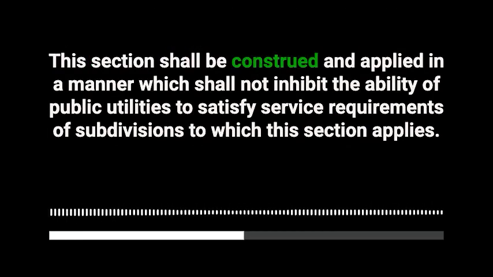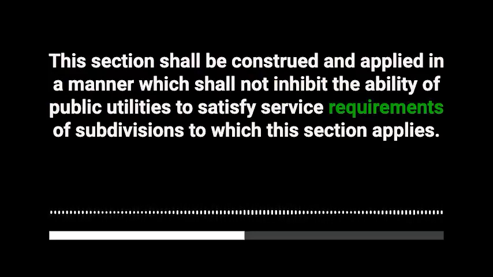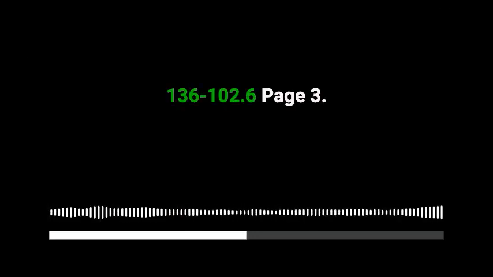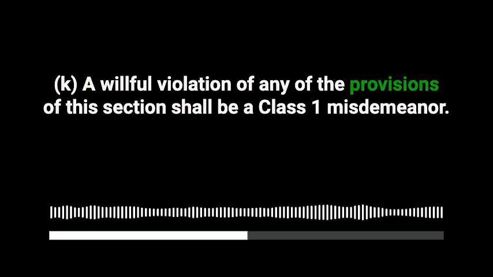This section shall be construed and applied in a manner which shall not inhibit the ability of public utilities to satisfy service requirements of subdivisions to which this section applies. The Division of Highways and District Engineers of the Division of Highways of the Department of Transportation shall issue a certificate of approval for any subdivision affected by a transportation corridor official map established by the Board of Transportation only if the subdivision conforms to Article 2E of this chapter or conforms to any variance issued in accordance with that article. GS 136-102.6 page 3. A willful violation of any of the provisions of this section shall be a Class 1 misdemeanor.